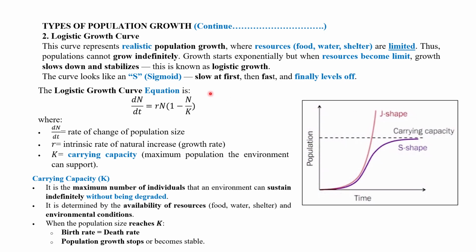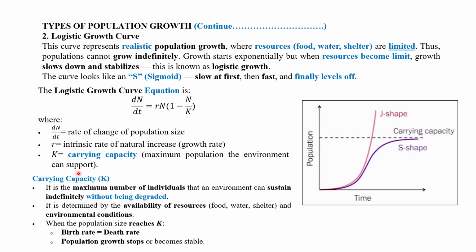The logistic growth curve equation we can write as dN by dt is equal to r into N into (1 minus N by K). So dN by dt is the rate of change of population size. r is the intrinsic rate of natural increase, also called the growth rate. K is the carrying capacity, the maximum population the environment can support. This is the carrying capacity K.